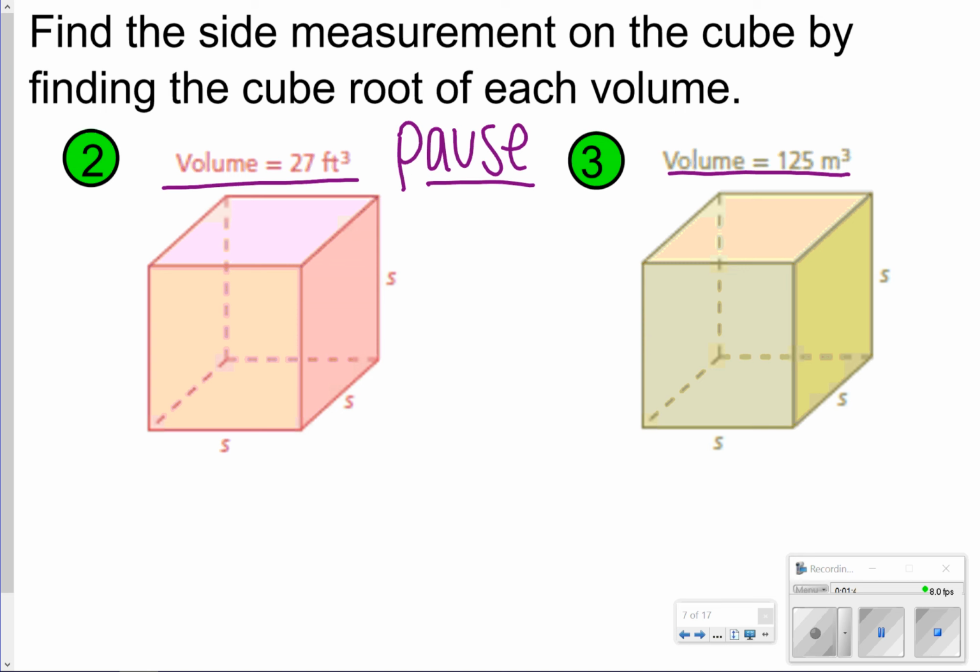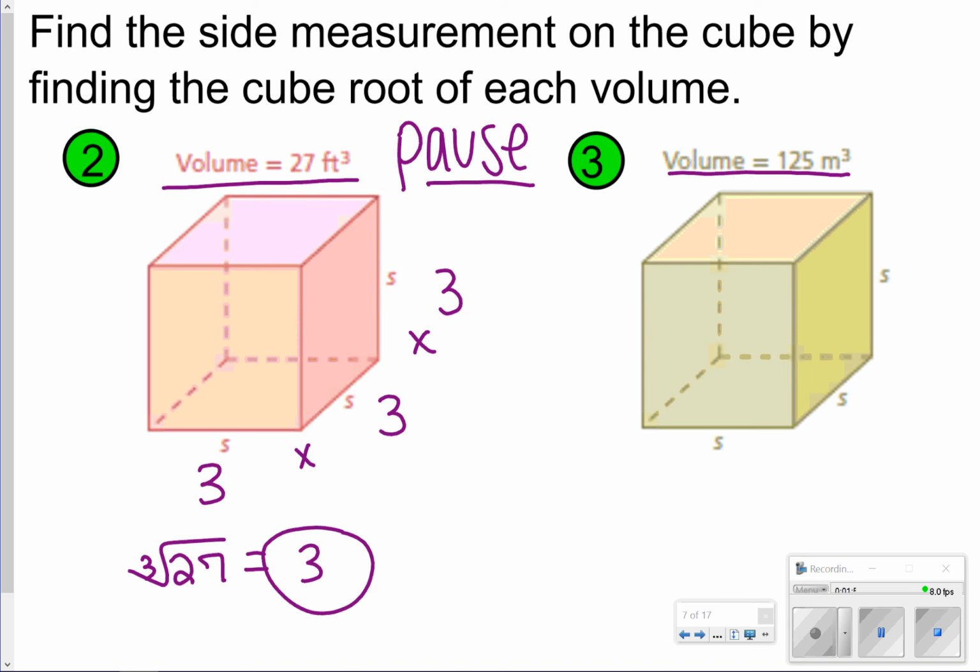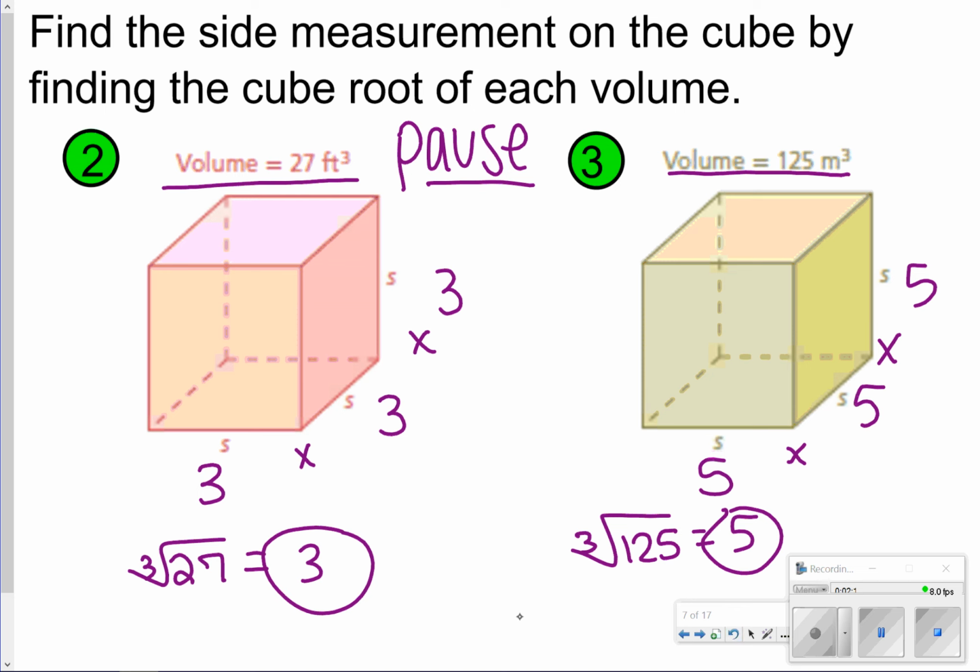Alright, so the cube root of 27 is 3. 3 times 3 is 9, times another 3 is 27, so the cube root of 27 is equal to 3. For number 3, the cube root of 125 is 5. I know 5 times 5 is 25, and 25 times 5 is 125, so the cube root of 125 is equal to 5. It also might help for you to write down a list of the cube roots, maybe just writing down 3 to the third power is equal to this, 4 to the third is equal to that, just so you might have a list to help you out with these.